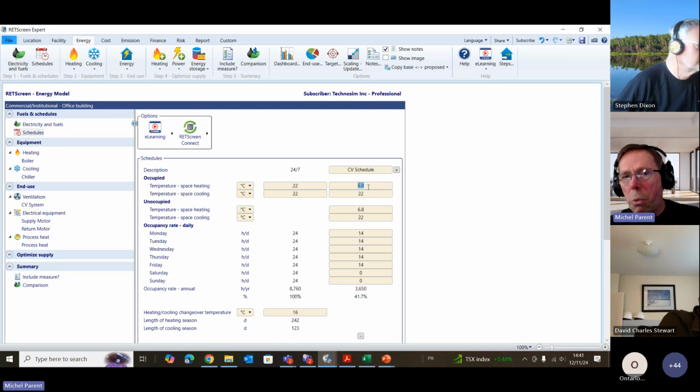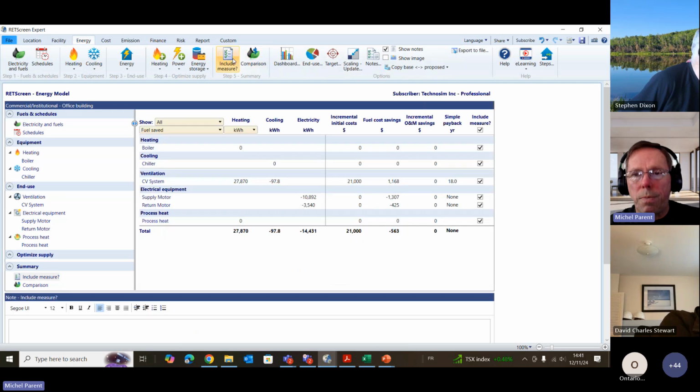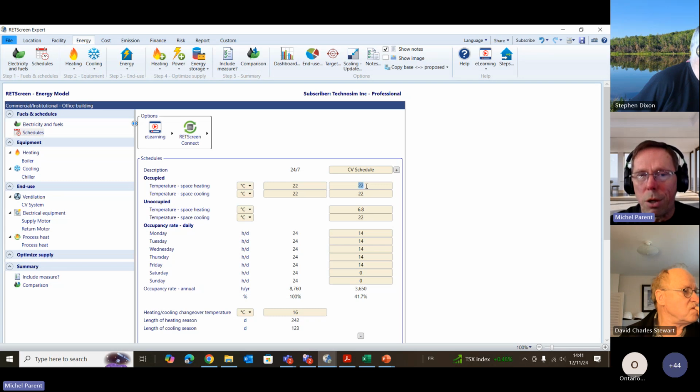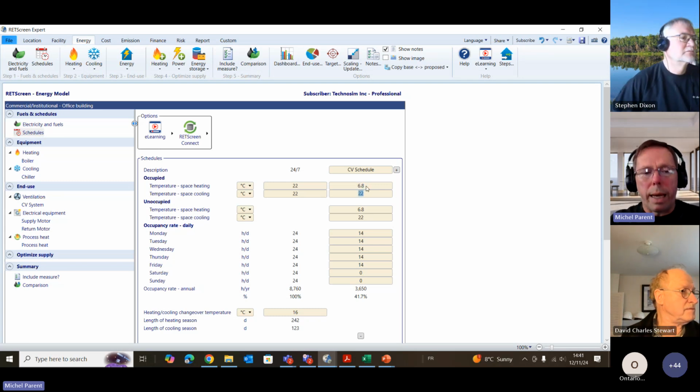What happens if I keep 22? If I keep 22 and I go into my include measure, it's still terrible, but instead of 227 years, I'm at 18 years. I mean, at least you'd still not select that measure, but it has a large impact. So I'm going to go back to 6.8. So this is our cold deck system.